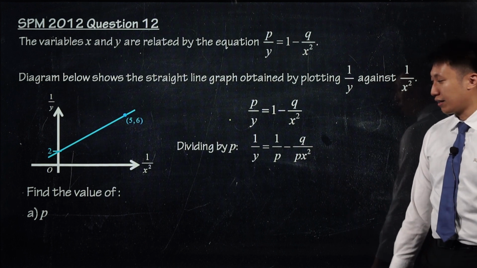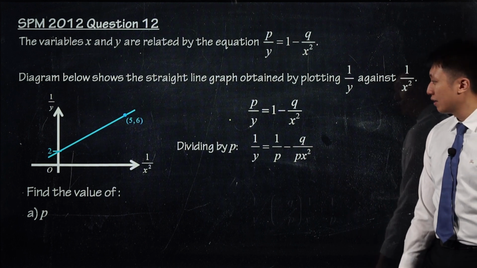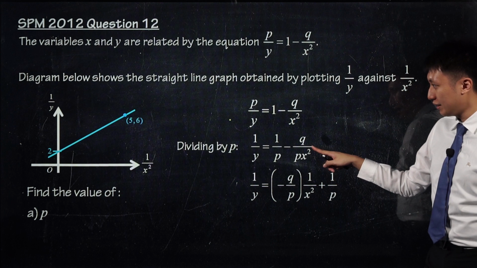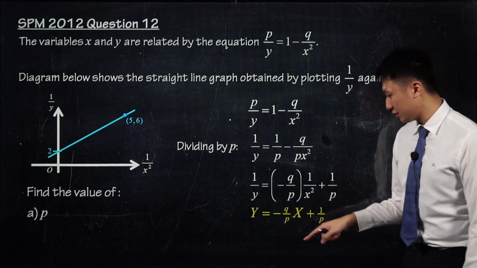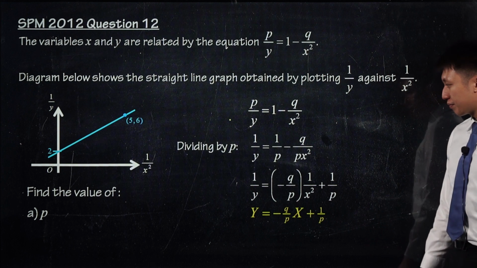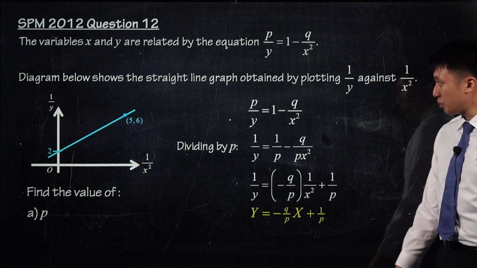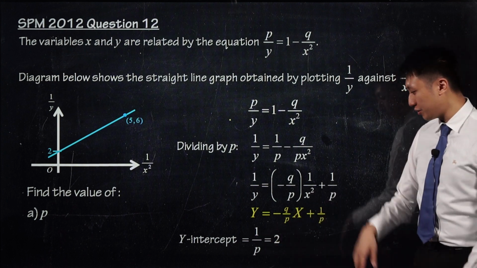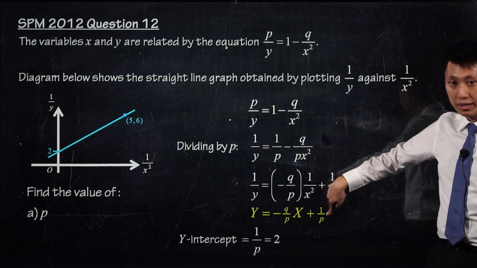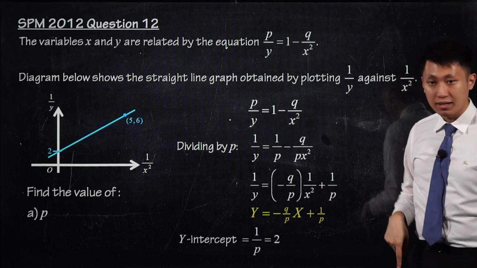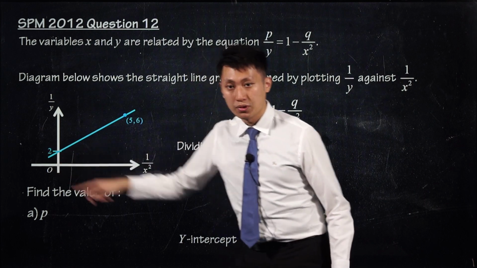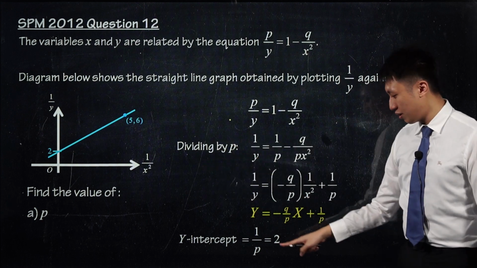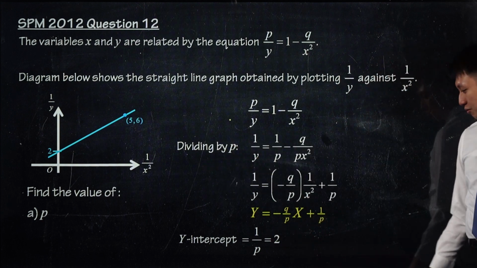Alright, then you can write it properly, write it nicely like this. Then Y is equal to this thing times X plus 1 over P. Good. So what do you get? Here, the y-intercept. How do you find the y-intercept? You substitute x equals 0, then y is equal to 1 over p. What's the y-intercept there? Easily seen here, 2. So the y-intercept is 1 over p from here, and the y-intercept is 2 here. So 1 over p is equal to 2. So p is equal to 1 over 2.